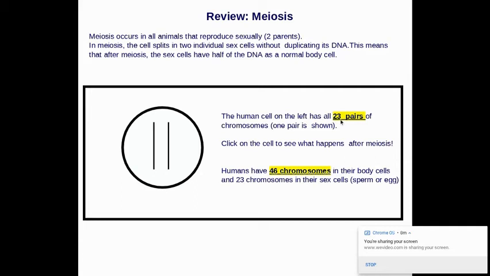Sometimes we say all of our body cells have 23 pairs, and the reason why we say that is because we have half from mom and half from dad, and they pair up. But it's a total of 46. And then our sperm cells and our egg cells only have 23 chromosomes. Again, this is a lot. Write it down, review it, and we'll talk more about it in the next class.